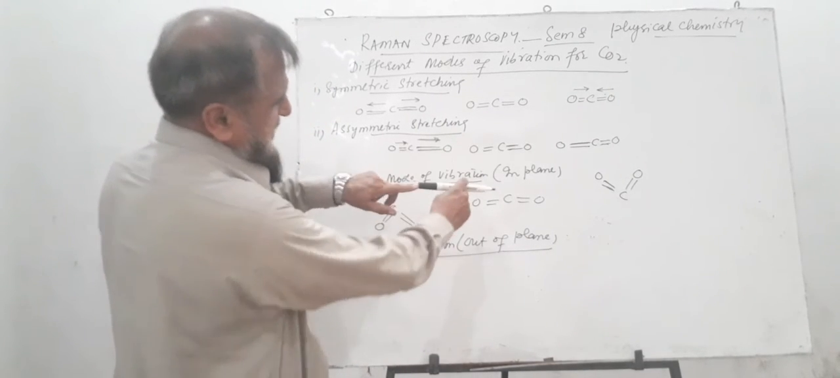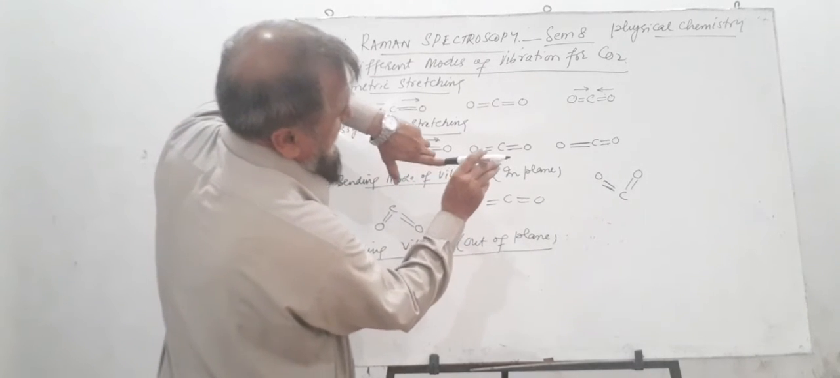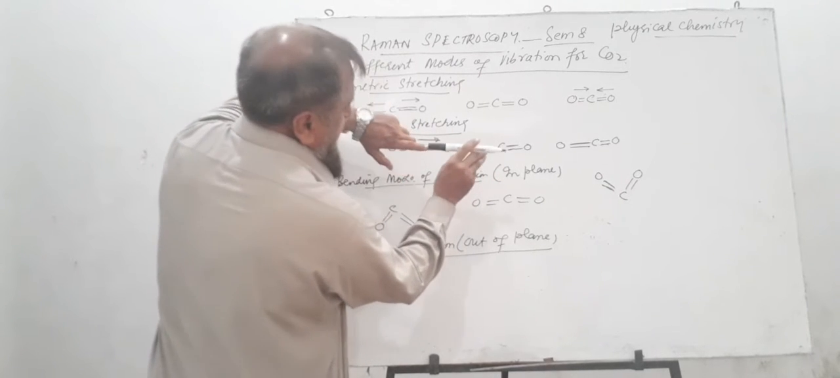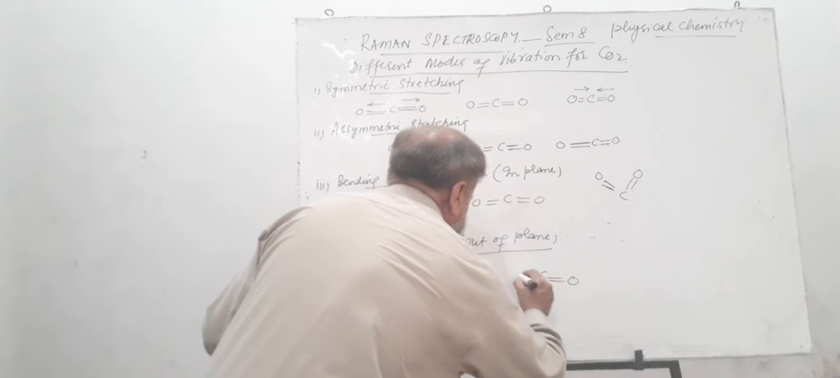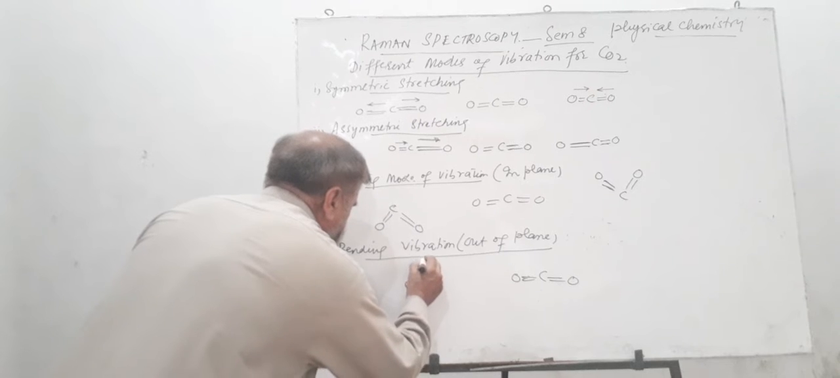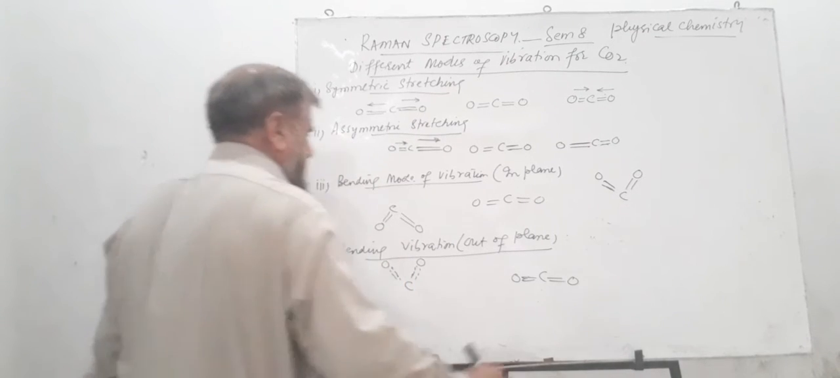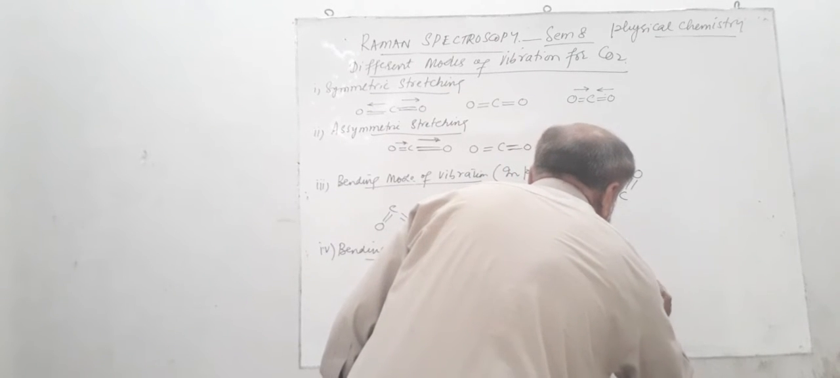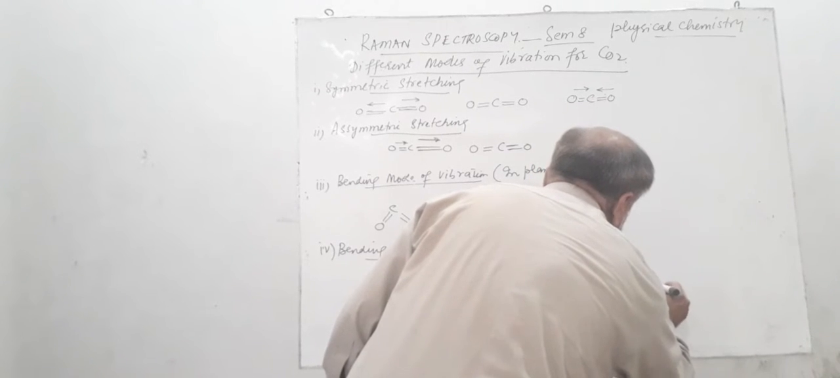If we have carbon dioxide present in this direction, then it will bend either towards the opposite side or towards the observer or away from the observer. This type of bending mode is considered to be out of plane. Here we have the equilibrium position of carbon dioxide, and the bonds are moving away from the observer. The bending is on opposite side of the whiteboard, and in this case the bending is towards the observer. Both the bonds move simultaneously towards the observer.